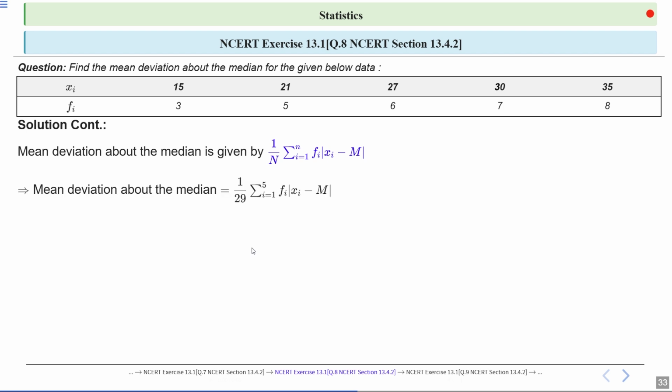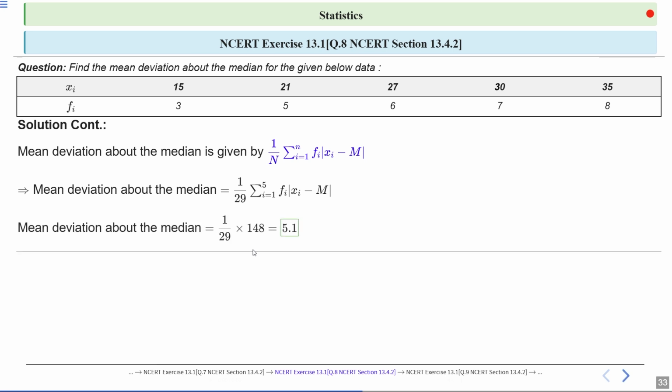Next, let's substitute the values from our table into the formula. The total frequency n is equal to 29, since 3 plus 3 plus 5 plus 6 plus 7 plus 8 is 29. So our formula becomes: mean deviation about the median is 1 divided by 29 multiplied by the sum from i equal to 1 to 5 of fi multiplied by the absolute value of xi minus M.